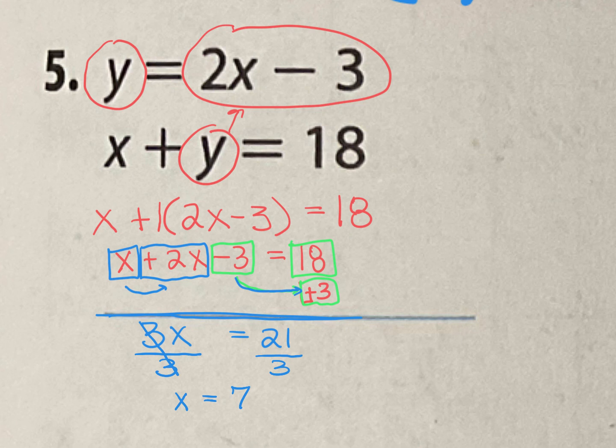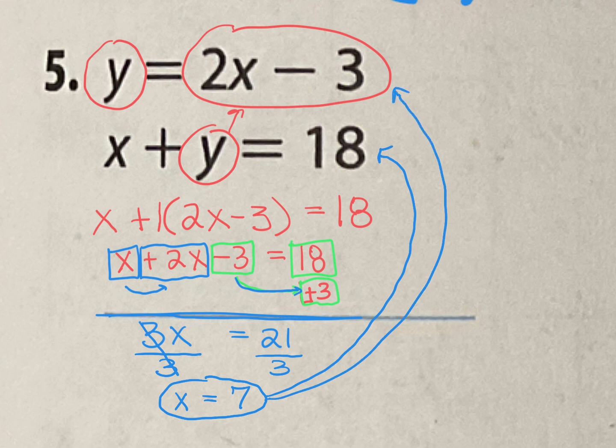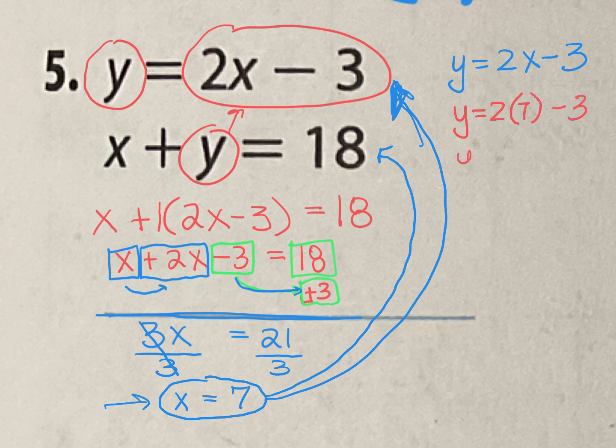Okay, so if I know x equals 7, I can use that information and plug that into either equation for x to figure out what my y needs to be. I'm going to plug it into the top one. I'm going to use this equation up here. So now I have the equation y equals 2x minus 3. But I know what x is now. x is 7. So I'm going to plug in 7 there. So y equals 2, and I'm going to put parentheses, 2 times 7 minus 3. So y equals 2 times 7 is 14, minus 3, y equals 11.